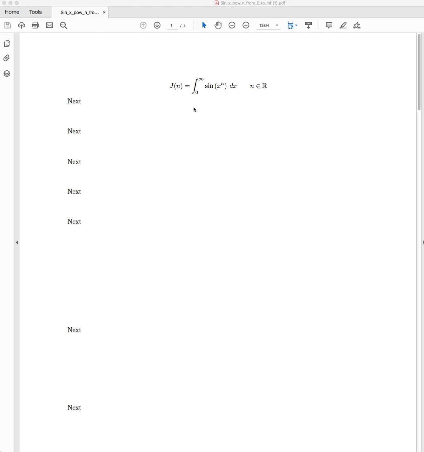In this video, we're going to be examining this definite integral, which is J of n, which is the integral from 0 to infinity of sine of x to the power of n. And you'll notice here that I've set n to be any real value.